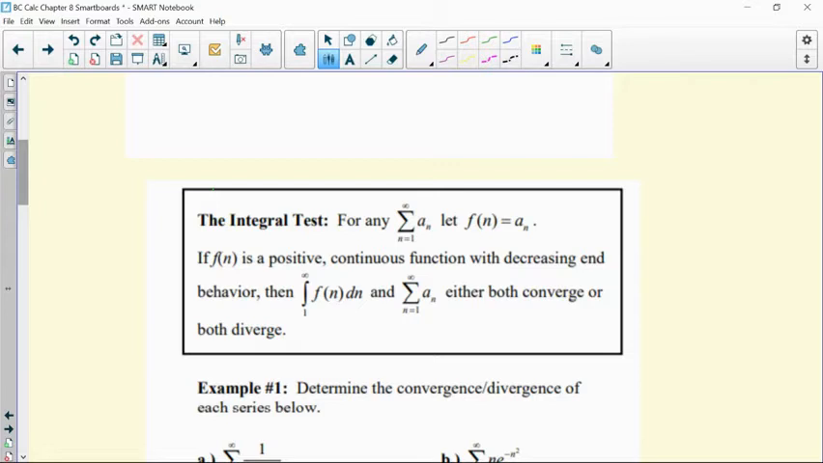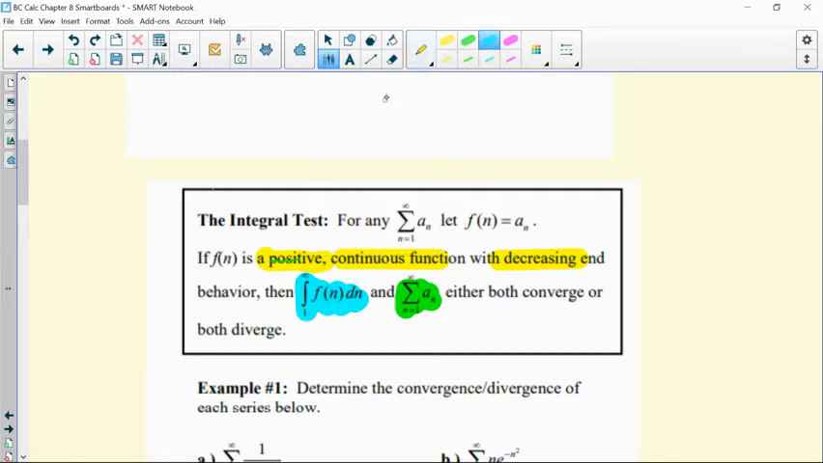For an integral test, you have a series that has three conditions. Your terms have to be positive. Oops, I didn't mean to cross that out. Sorry. Your terms have to be positive. You have to be looking at a continuous function, and the end behavior has to be decreasing. So if all three things are met, then the series that you're trying to analyze and the integral that represents it as a function, as an improper integral, but still as an integral, will behave the same. So they either both converge or both diverge.